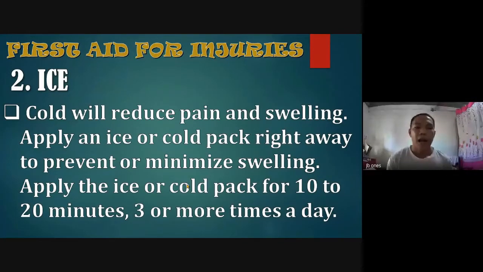Apply an ice or cold pack right away to prevent or minimize swelling. So that the swelling does not get severe, apply ice after resting. Apply ice for 10 to 20 minutes, 3 or more times a day. So they are connected: rest, then ice compress.